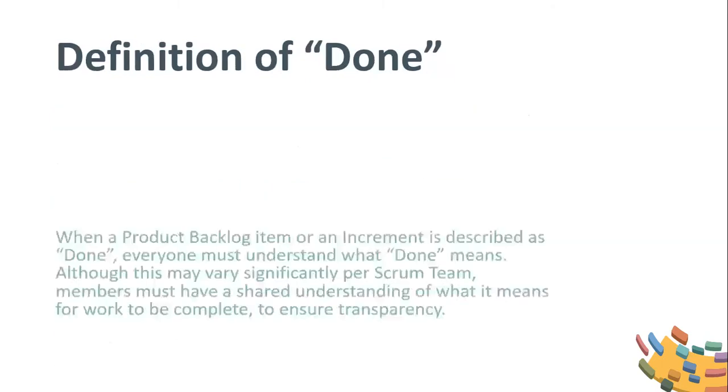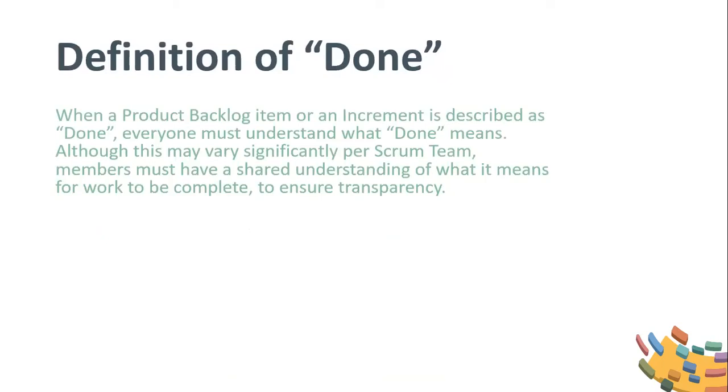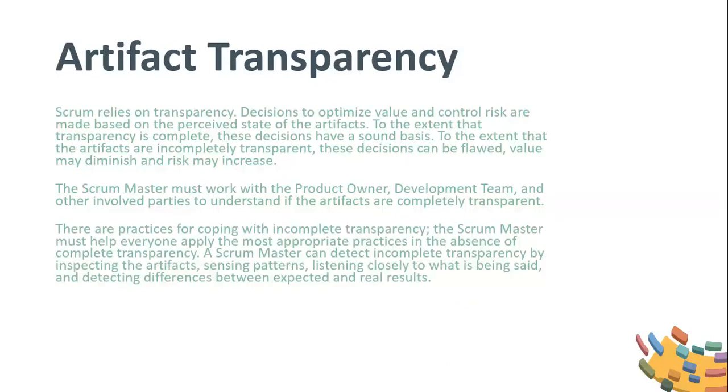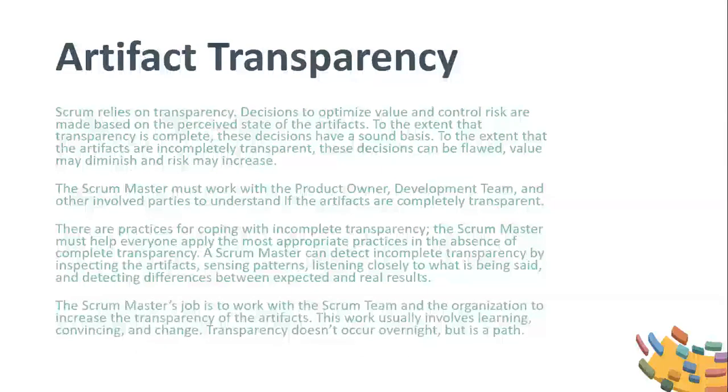The Scrum Master must help everyone apply the most appropriate practices in the absence of complete transparency. A Scrum Master can detect incomplete transparency by inspecting the artifacts, sensing patterns, listening closely to what is being said, and detecting differences between expected and real results. The Scrum Master's job is to work with the Scrum team and the organization to increase the transparency of the artifacts. This work usually involves learning, convincing, and change. Transparency doesn't occur overnight, but it is a path.